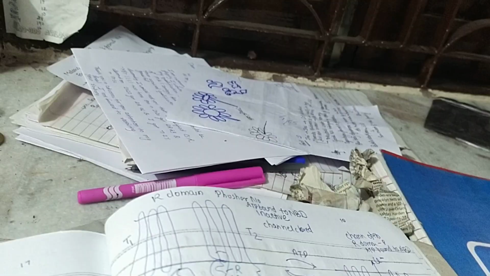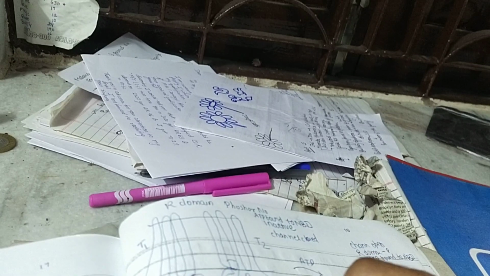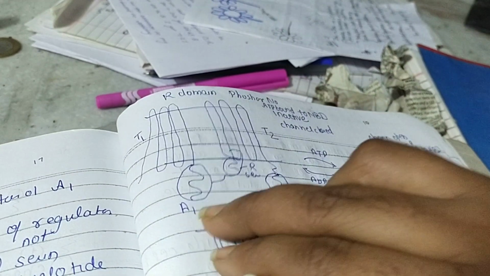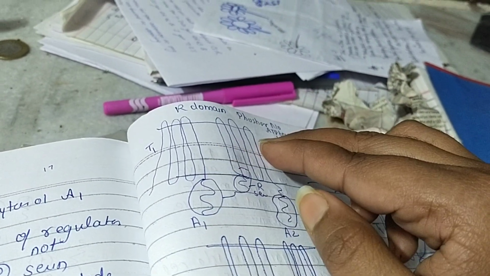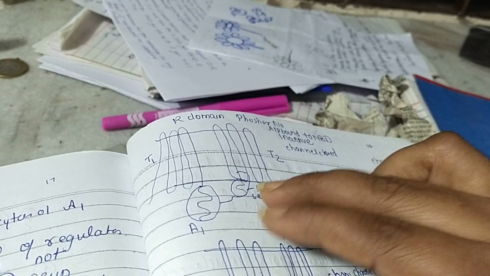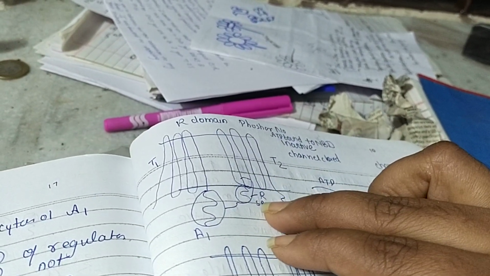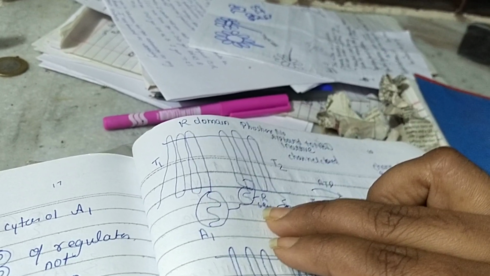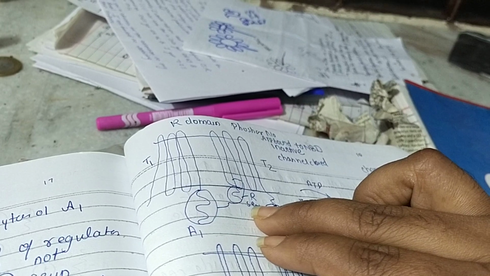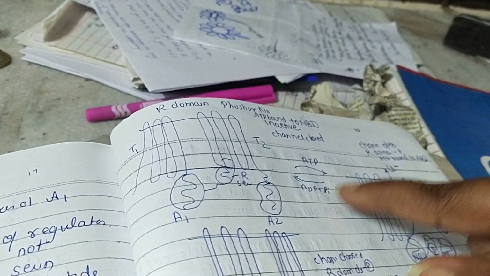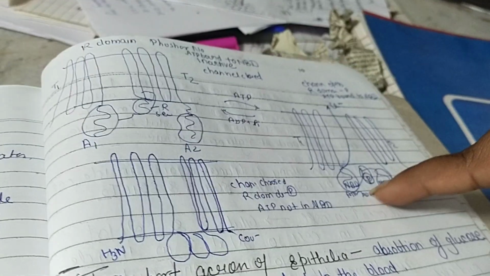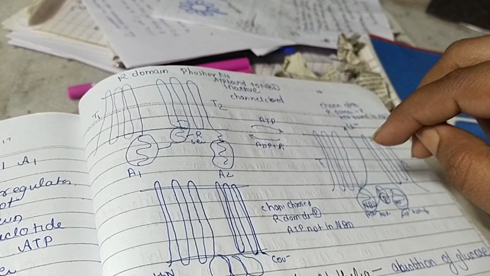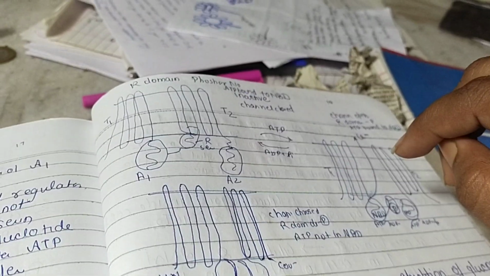Here is how the channel works. Here is T1, then A1 in the cytosol. If there is a mutation at the A1 phenylalanine 508 residue, the disease is caused. Then T2 in the membrane and A2 in the cytosol. Here the R domain, the regulatory domain with serine residues, is first phosphorylated. Then for activation, ATP attaches to the nucleotide binding domain. Two ATP bind on two different sites of the nucleotide binding domain, the channel opens, and chloride moves from cytosol to lumen.